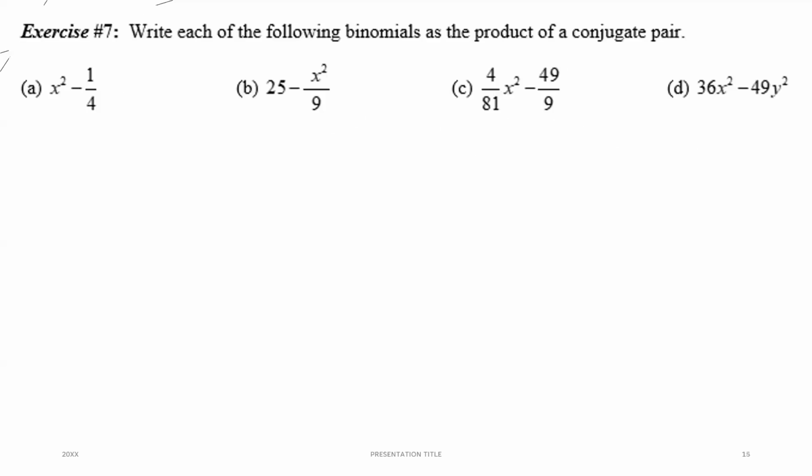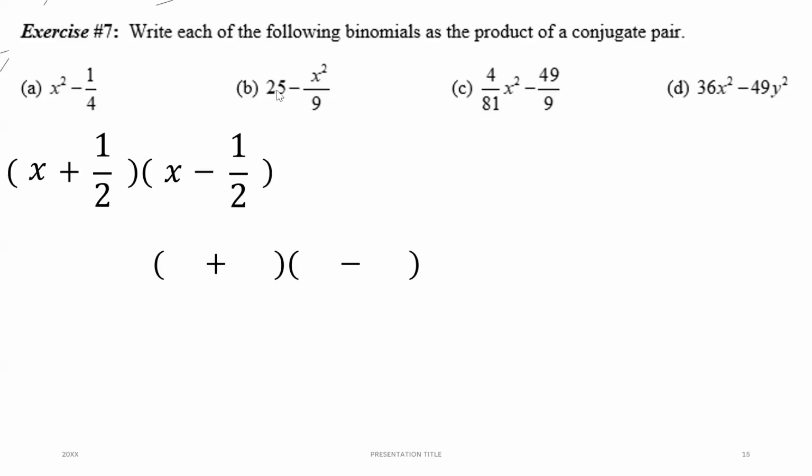Okay. Even if they go fraction on you, don't freak out about it. Difference of perfect squares, yes. Take it numerator, denominator. Square root of 1 is 1. Square root of 4 is 2. 1 over 2. Second one, square root of 25 is 5. Square root of x squared is x. Square root of 9 is 3. Boom, a plus and a minus. Again, you can have the minus and then the plus, whatever works for you.